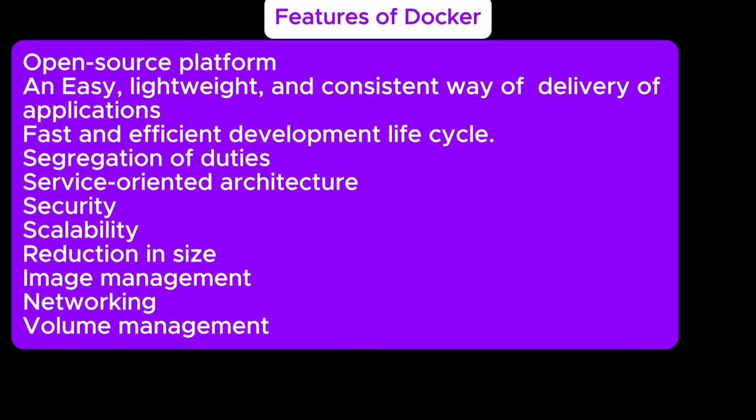Second last is networking. Docker allows developers to easily connect containers and services using its built-in networking capabilities. It supports the creation of virtual networks and allows developers to specify which containers can communicate with each other. This makes it easy to set up and manage complex microservices architecture.